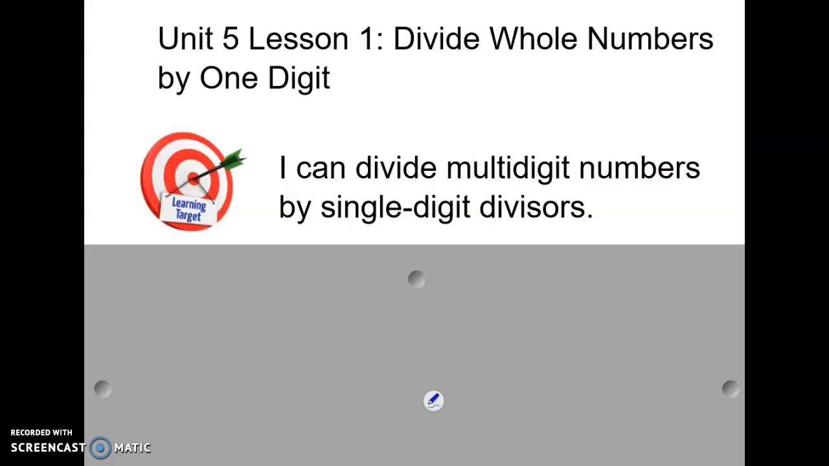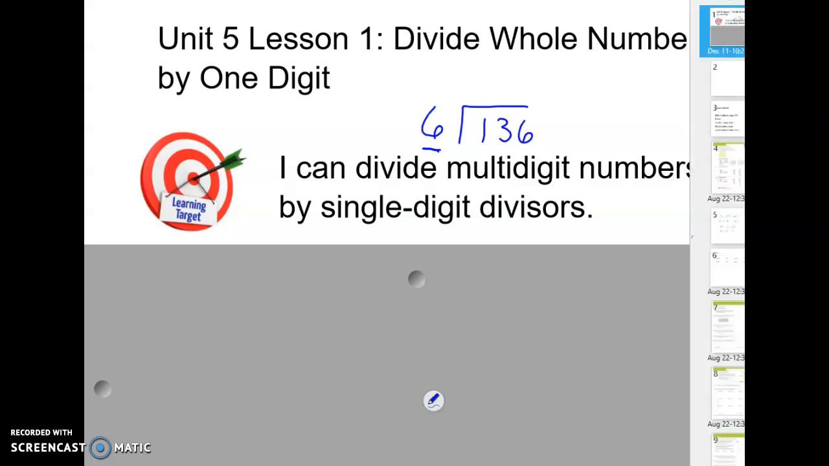So our first lesson is on division, and we're going to learn to divide whole numbers by one digit. So our target is: I can divide multi-digit numbers by single-digit divisors. And just so you have a better idea, this is really what we're doing. Numbers like 136, this is a symbol for divide by 6. Okay, so one number out there.